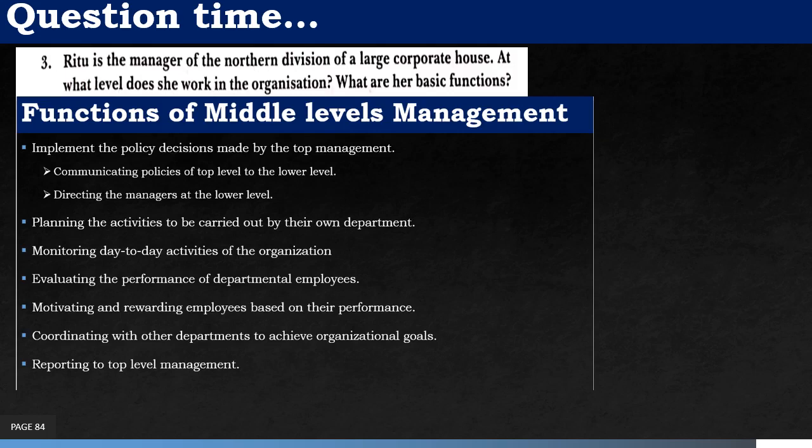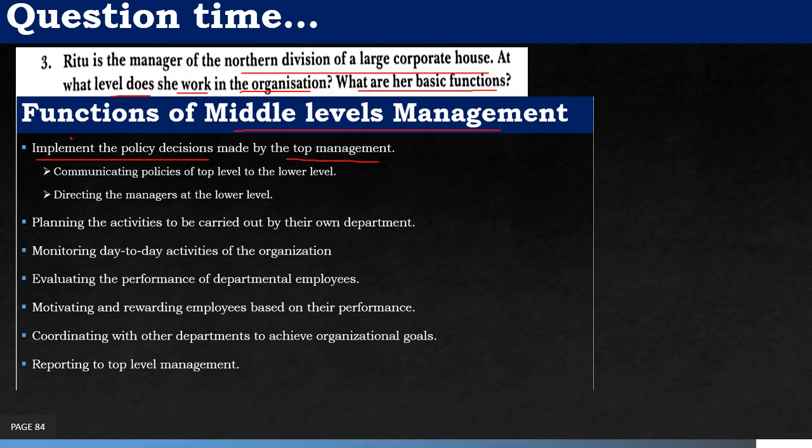Ritu is a manager of the northern division of a large corporate house. At what level does she work in the organization? What are her basic functions? Northern division means there are various divisions in the organization, and there will be a CEO at the top level management. So she is at the middle level management. So what are the functions she has to do? She has to implement the policies that are written by the top level management.